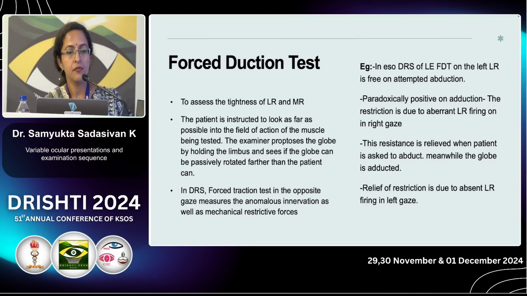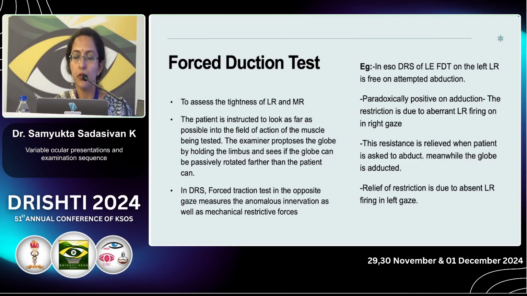Here in DRS, we use FDT to assess the tightness of lateral rectus as well as medial rectus. In DRS, this force duction test in the opposite gaze helps to give an idea about the anomalous innervation as well as mechanical restriction forces. So I'll state an example. Suppose there is an ESO-DRS in the left eye, type 1. FDT on the affected left lateral rectus would be free. FDT negative on attempted abduction, because there is no LR innervation.